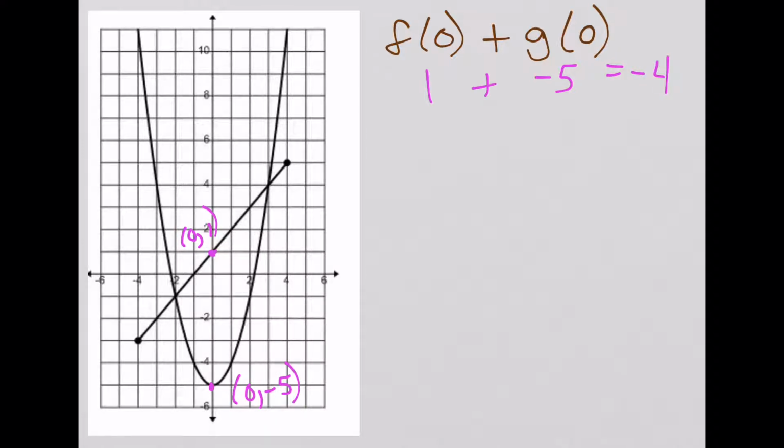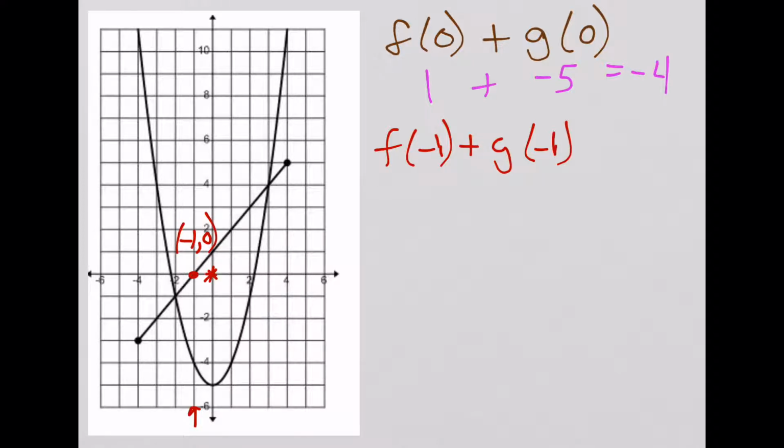Okay, let's do that again with f of negative 1 plus g of negative 1. Okay, so f of negative 1, I'm going to go to the negative 1 column, and my function f is right here. What is that point? What's the location of that point? Looks like I went backwards 1 up 0 to get to that particular point. And this is the origin right here, remember?